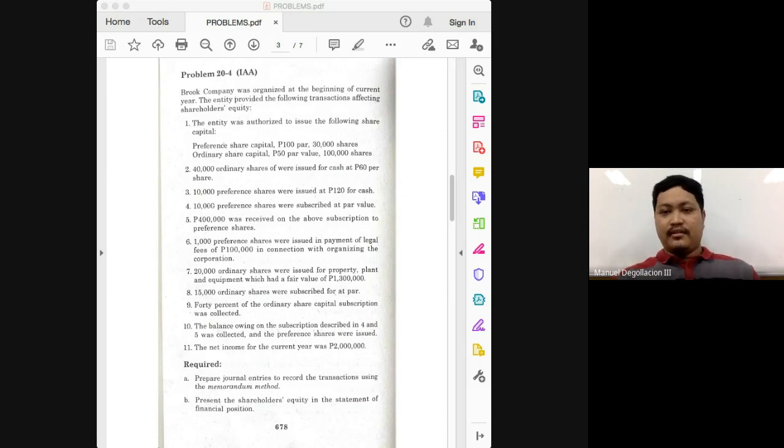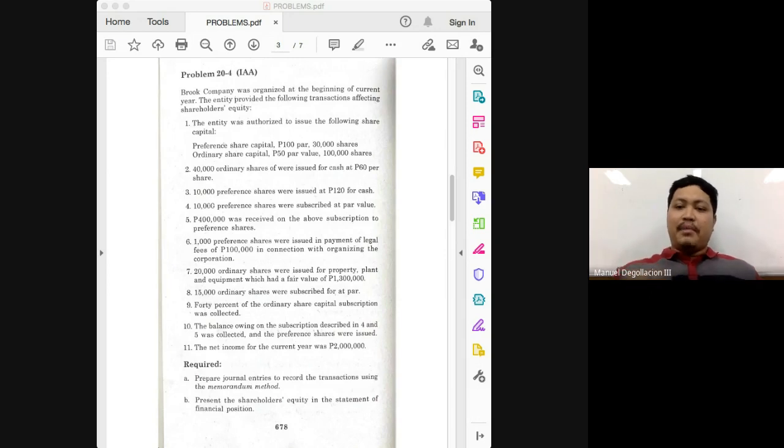40% is 300,000. So debit cash. I hope it makes sense to everyone. Debit to cash, 300,000, and credit to subscriptions receivable ordinary shares in the subscribed capital ordinary shares in the amount of 400,000. Are we going to be issuing the shares as of transaction number 9? Not yet, because there is no full payment yet.